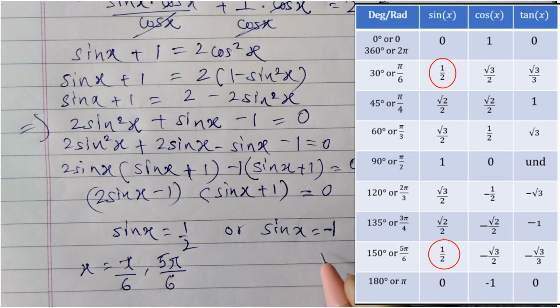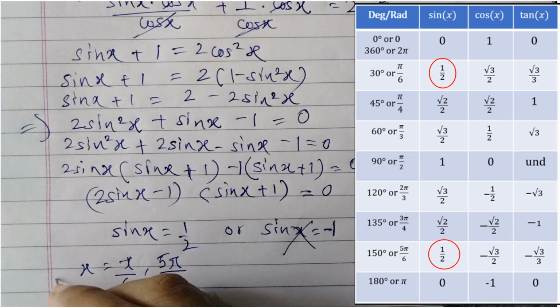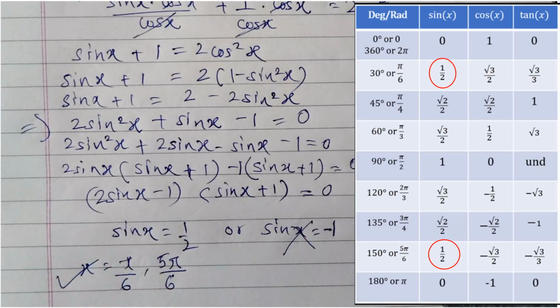or sin x is equal to minus 1. This is out of the range which is given to us, 0 to 2 pi. So this solution will get cancelled and this is the correct one. So there are two solutions of the equation tan x plus sec x is equal to 2 cos x, and these are the two solutions.